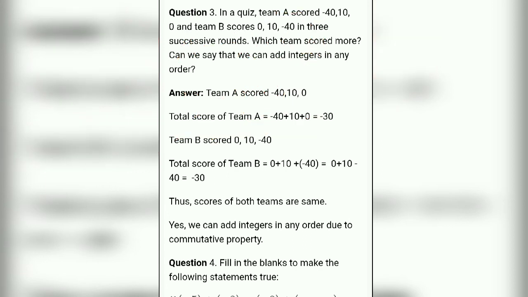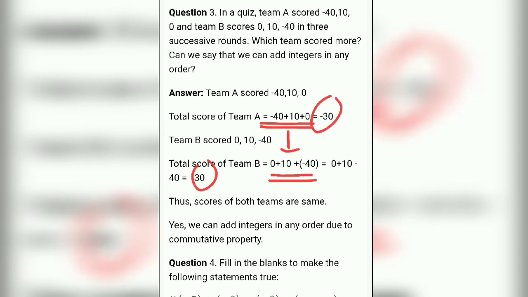Second thing, here the three numbers are the same, minus 40, 10 and 0. Here 0, 10, minus 40. Alternately the numbers are the same, because here minus 40, here even minus 40, here 10, here 10, here 0, here 0. Only the order changes, otherwise the scores are the same. So if we change the order of numbers in addition, we get the same answer, right?